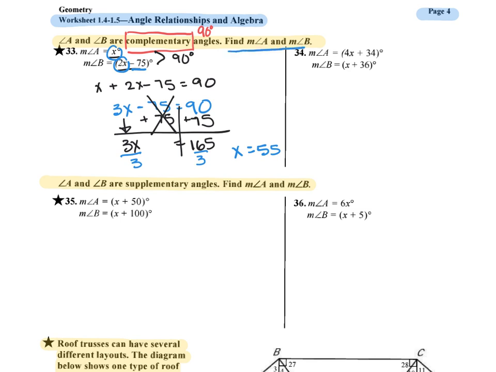Now, it does ask me to find the measure of angle A and angle B, so I take the x that I have right here, and I have to plug it back into the 2 angles that are up here. So I know that the measure of angle A, which is x, is 55, and the measure of angle B has to be 35 because together they have to make 90. If I did 2 times 55 minus 75, that would get me to my 35.